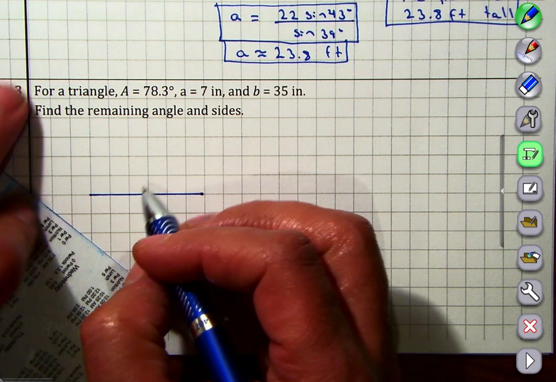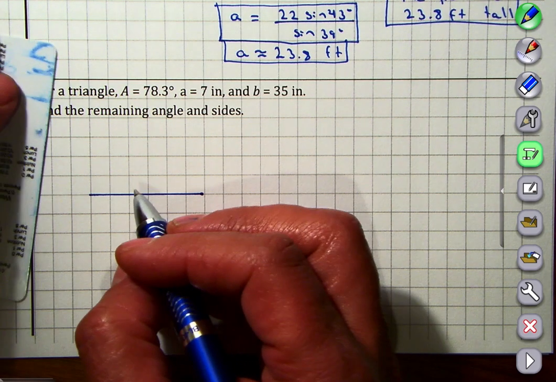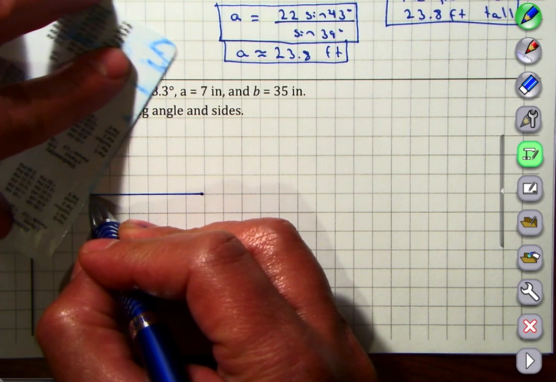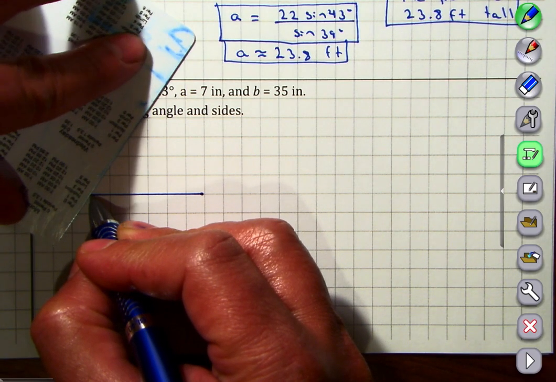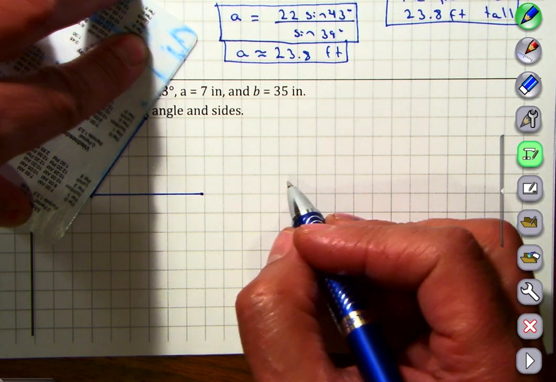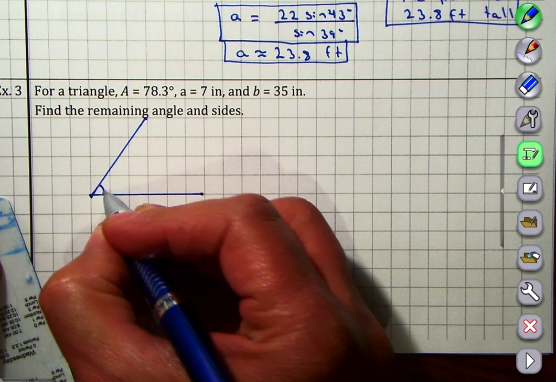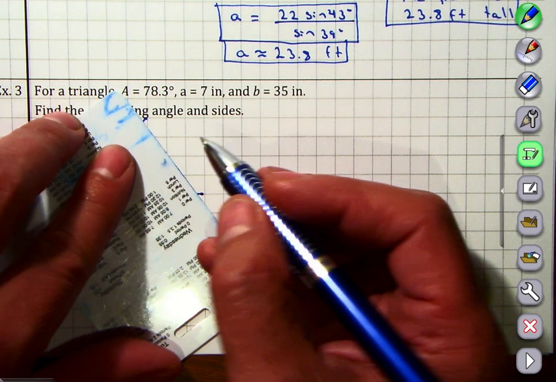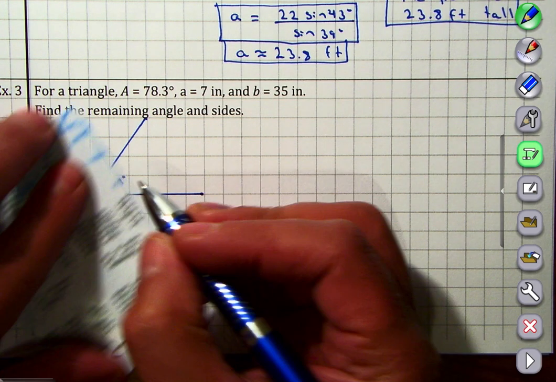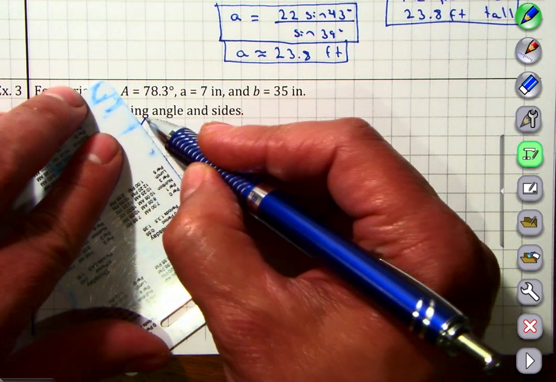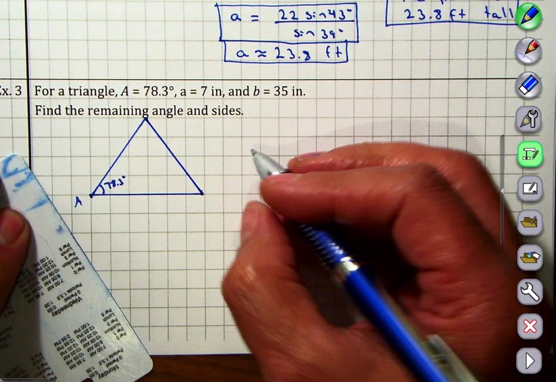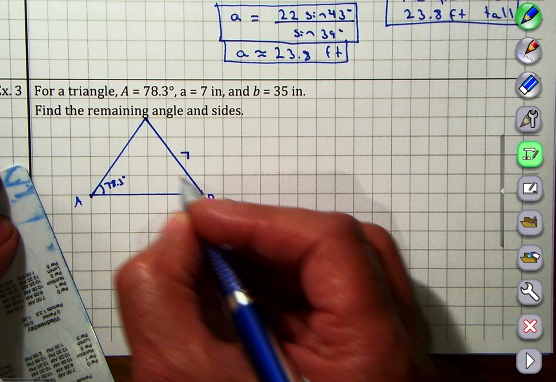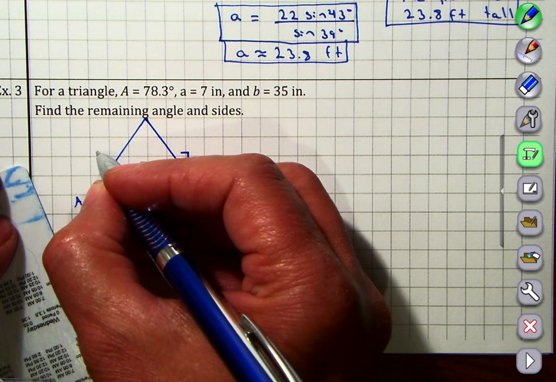Angle is 78. So this is 78, should be around here. So I'll place it up there. And side A is 7. I'm going to place this as angle A. So therefore side A will be 7 inches. And this will be side B. And that'll be angle B. So therefore this will be 35 inches.